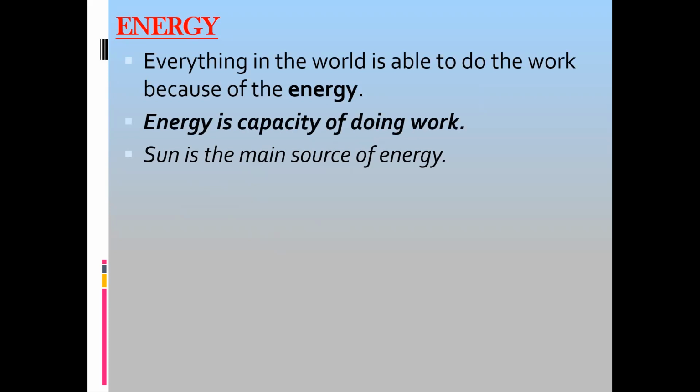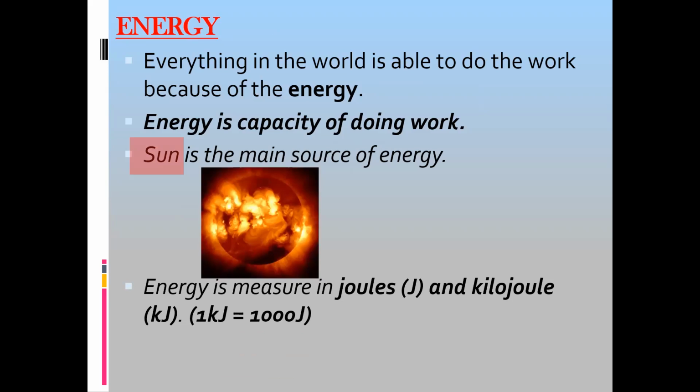And what is the main source of energy? Different energies are there, but what is the main source? The main source of energy is the sun. When we discuss the types of energy, most of the energy started with the sun. So the sun is the main source of energy. And what is the unit of energy? The unit of energy is joule, or you can also write kilojoule. And what is the relation between joule and kilojoule? 1 kilojoule is equal to 1000 joules.